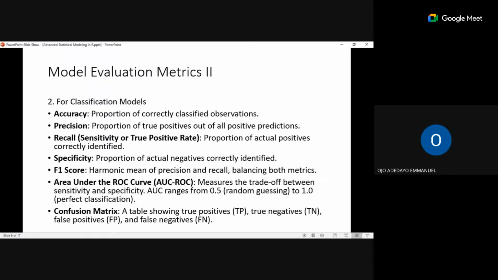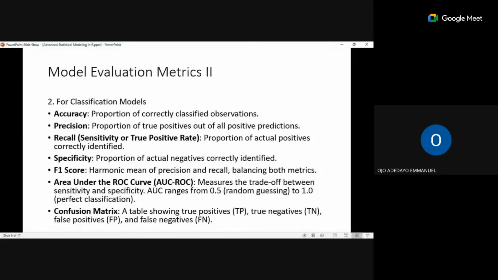What we call the confusion matrix. The confusion matrix is a table that will show true positives: those categories that your model categorized as positive, and in true sense they are positive. Then we have true negatives, which in real sense are negative.